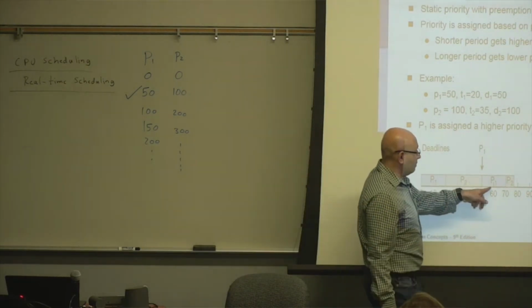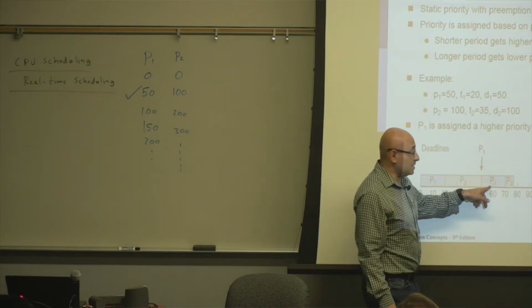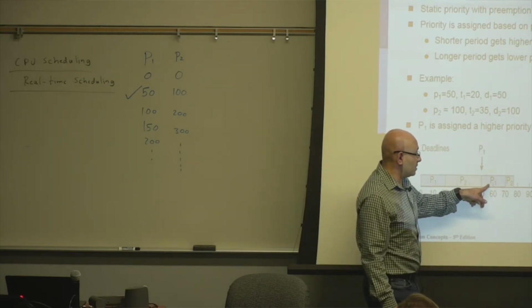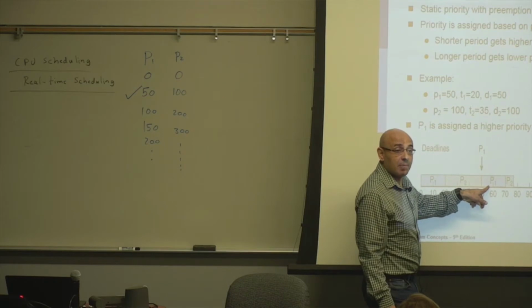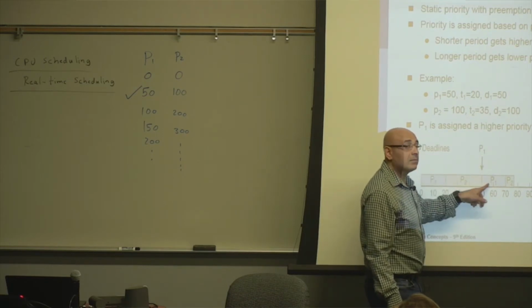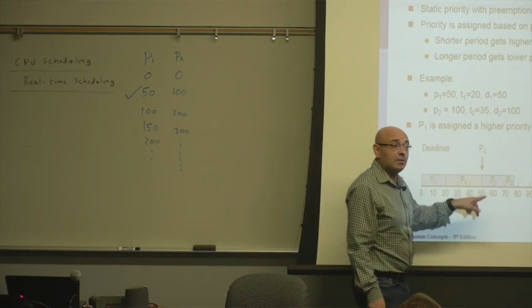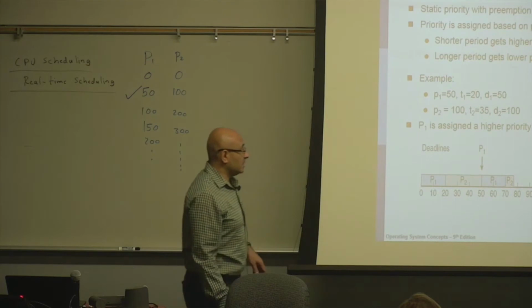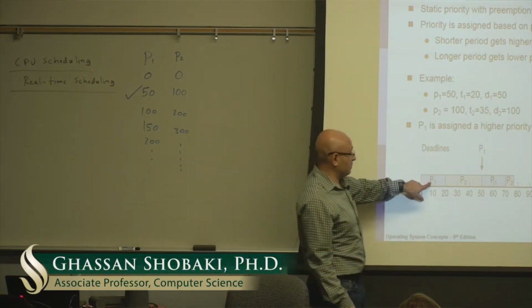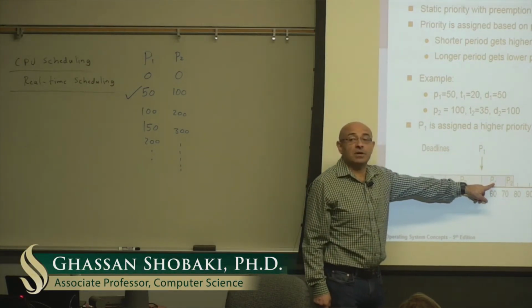What's the deadline of this burst of P1? It's 100. Yes, 100. But the deadline for the first burst is 50. The deadline for this burst is 100.